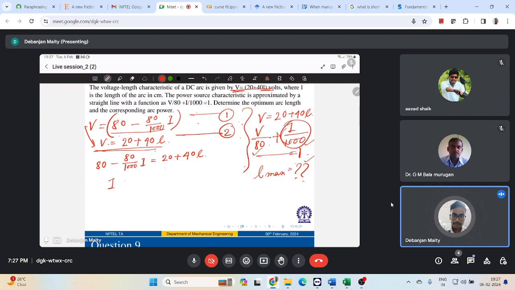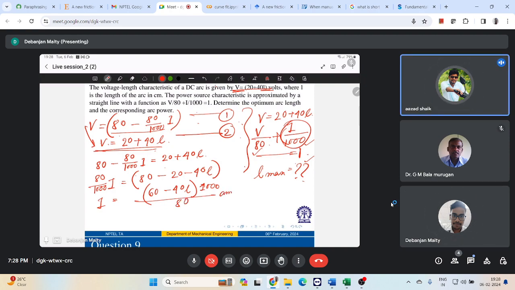So what will be my I from here? 80 by 1000 I is 80 minus 20 minus 40L. So I is equal to 60 minus 40L, this into 1000 divided by 80 amp.